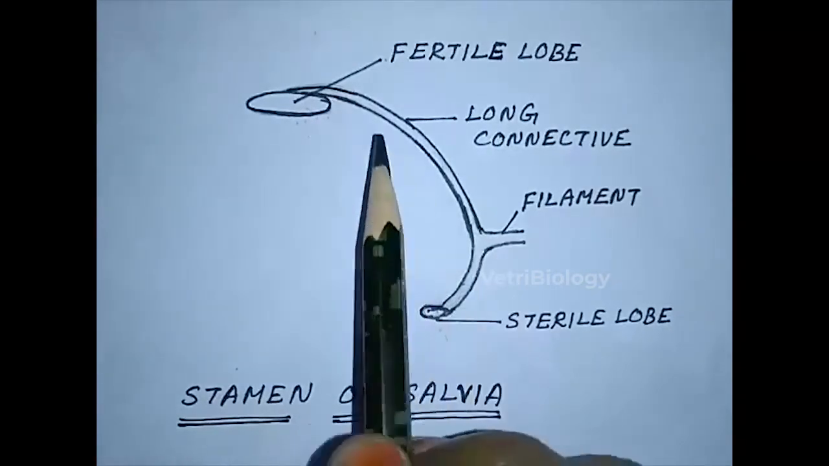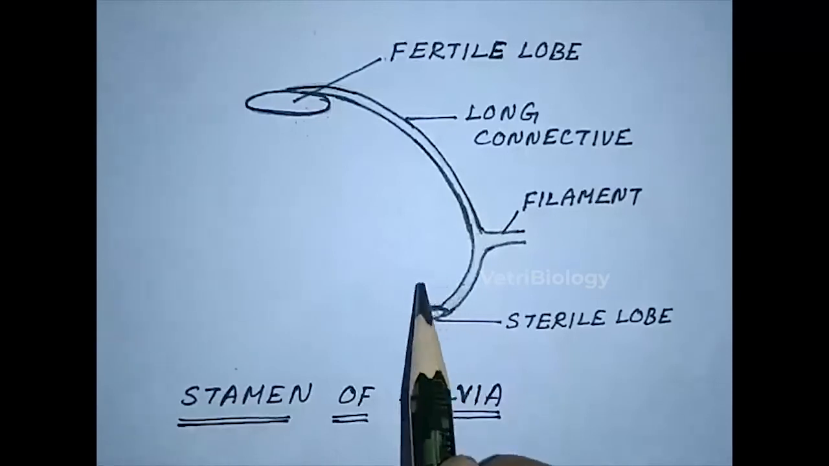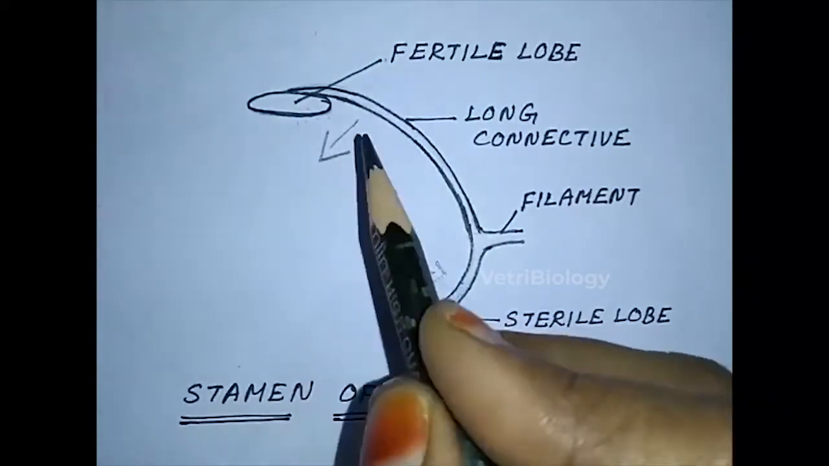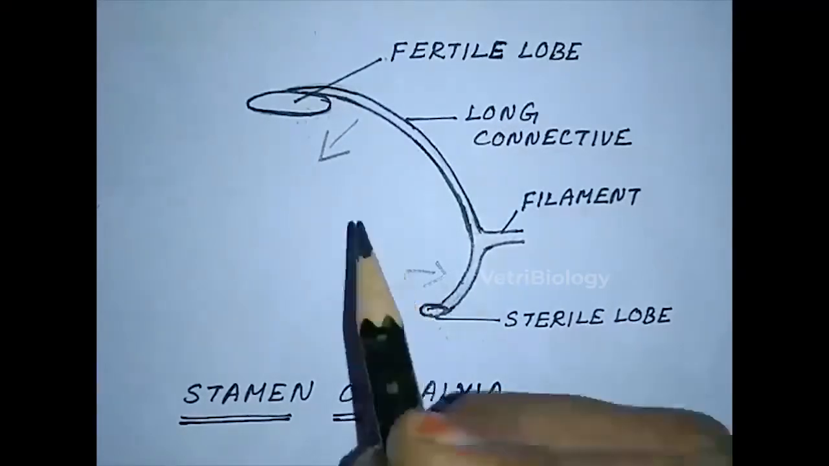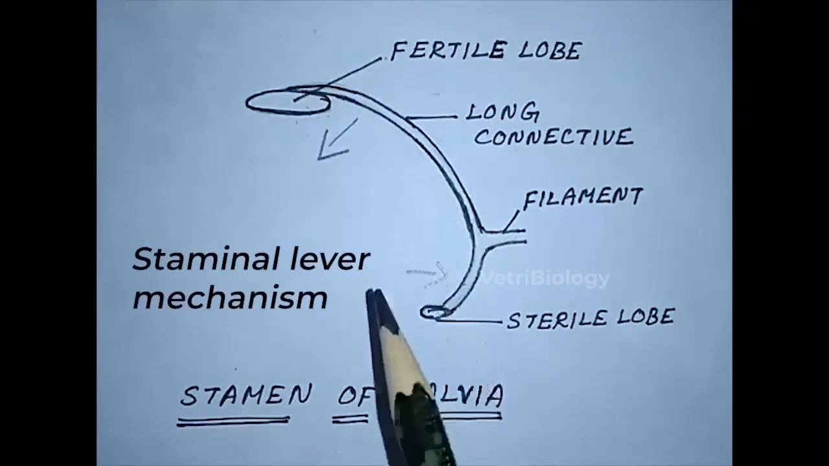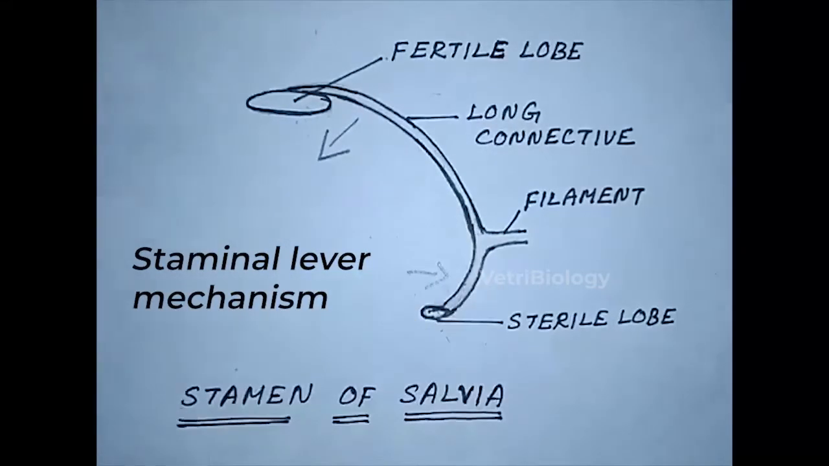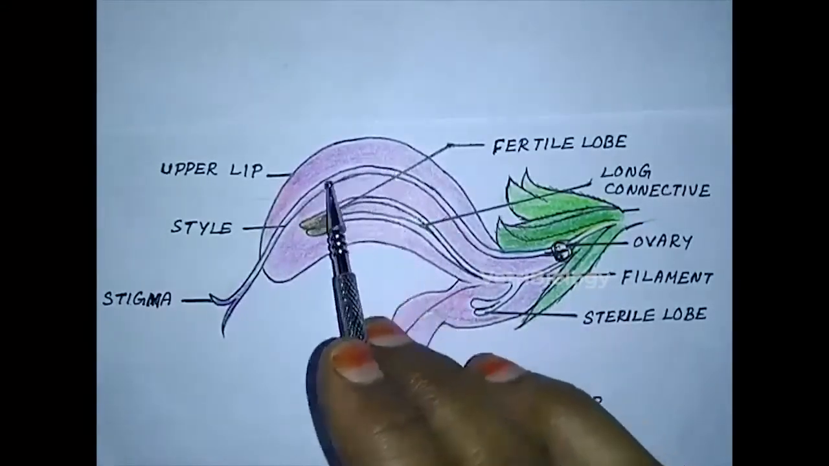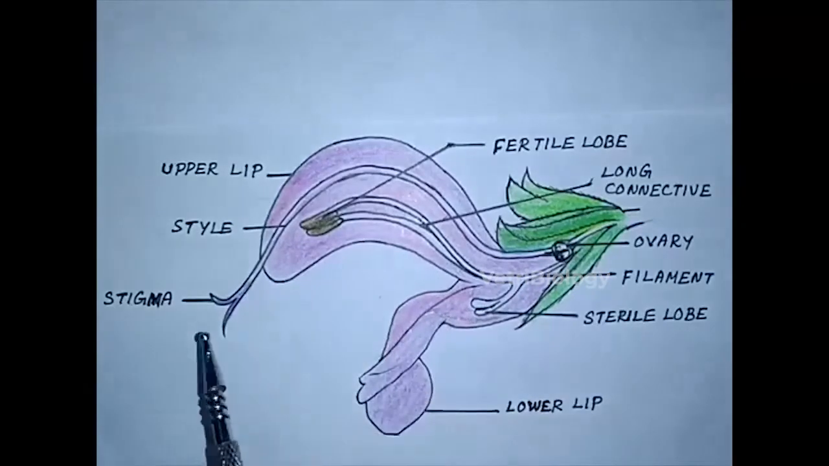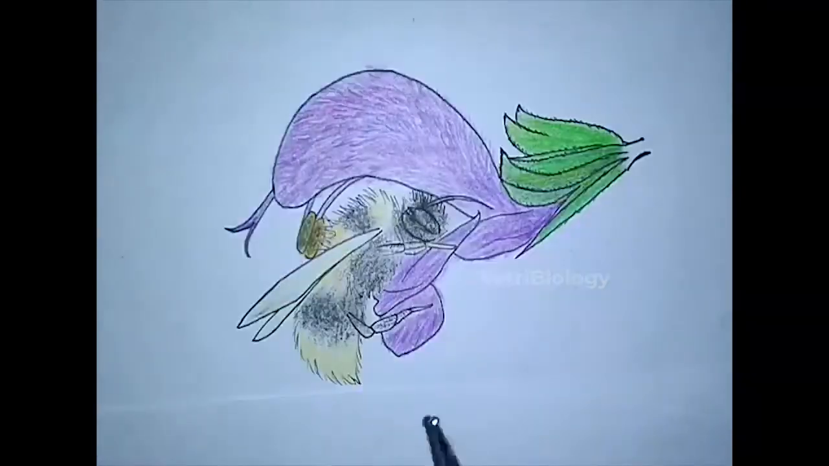This is connected with the filament, short filament. So, it can easily swing like seesaw. If the sterile lobe is pressed, it comes down. If it is released, it comes back to the position. It is called staminal lever mechanism. This is the female part of the flower called pistil. It has long style. This is the stigma and these are the ovaries.